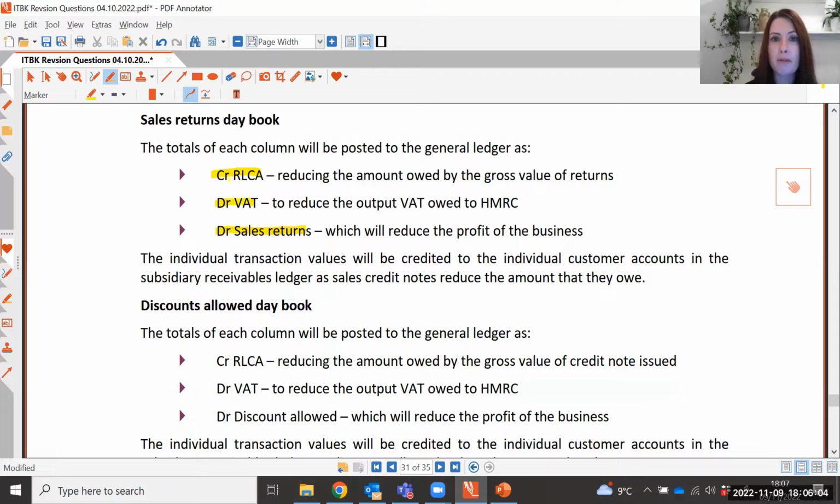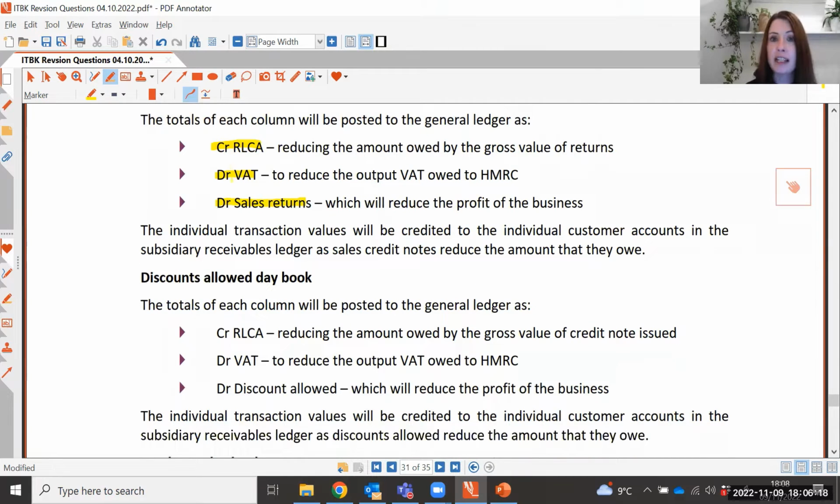We would also debit the VAT account because the customer has returned goods to us, it therefore reduces our VAT liability to HMRC. So we debit the VAT account. Again, this return or the details from the sales returns day book will also need to be entered into the individual credit customer's account within their subsidiary ledger.